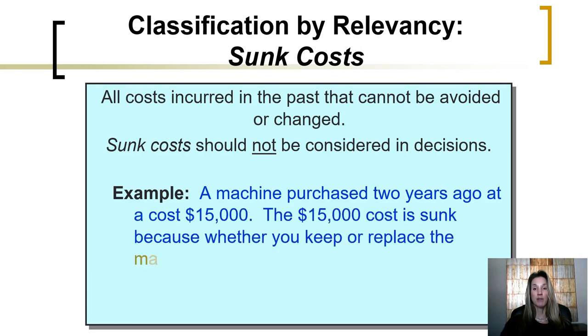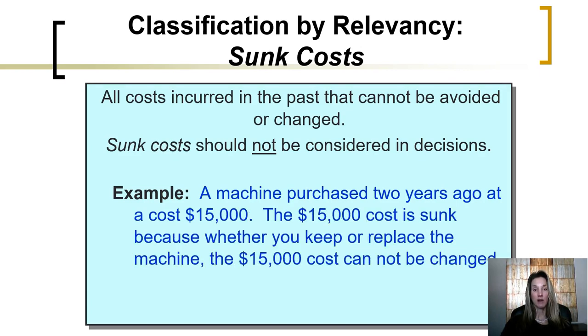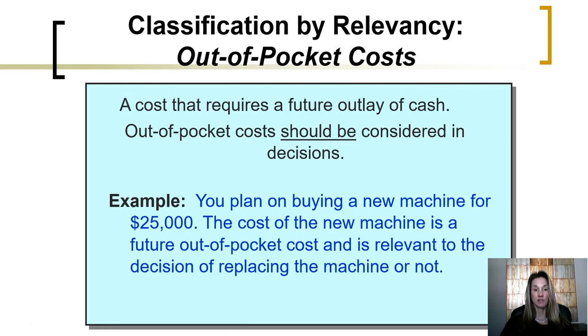If we look at costs by their relevancy, sunk costs are all costs that occurred in the past and they cannot be avoided or changed in the future. In making managerial decisions, sunk costs should be ignored. For example, a machine that was purchased 2 years ago at a cost of $15,000. That $15,000 purchase price is sunk because whether or not that machine is kept or replaced, that $15,000 cost cannot be changed.